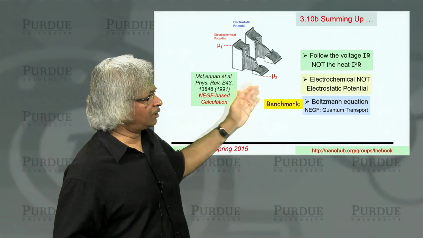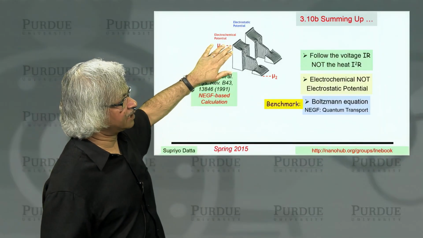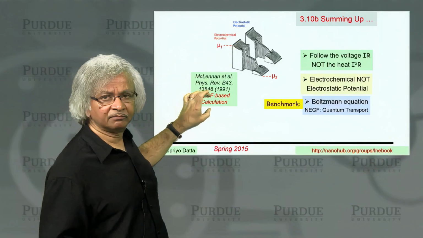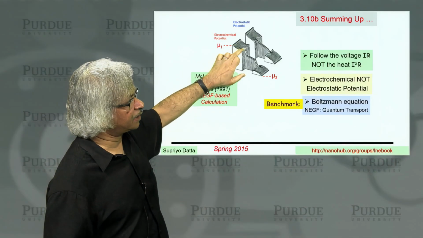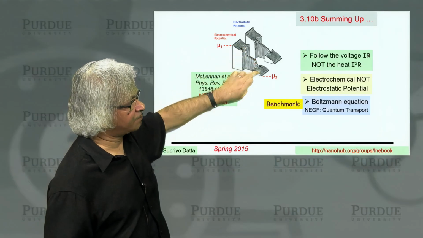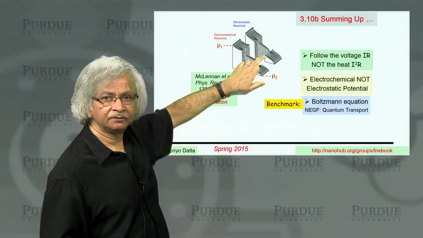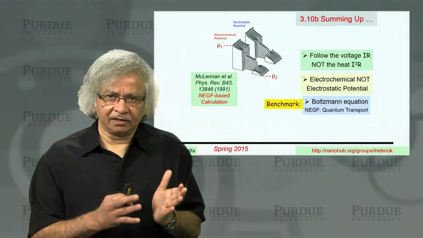quantitative results. What I've shown here, for example, is a calculation of the electrochemical potential and the electrostatic potential using this quantum formalism, this NEGF. And you can see the electrochemical potential has these sharp drops, whereas the electrostatic potential tends to be more smoothed out. So these are the things that you use to benchmark.